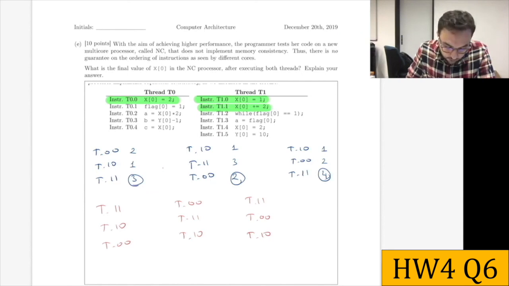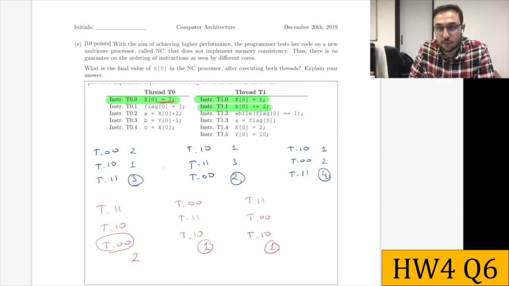The first sequence ends with T00, which makes X0 equal to 2. So this result is 2. And here it ends with T10, meaning that X0 can get the value of 1. And this ends with T10, meaning that it can get the value of 1 at the end. Therefore, all possible values that X0 can get in this question are 1, 2, 3, and 4.